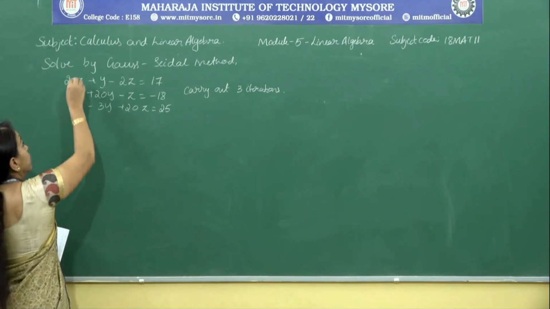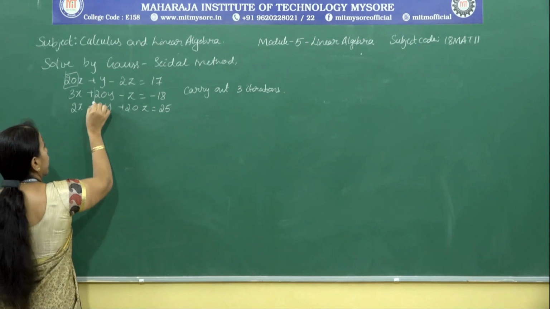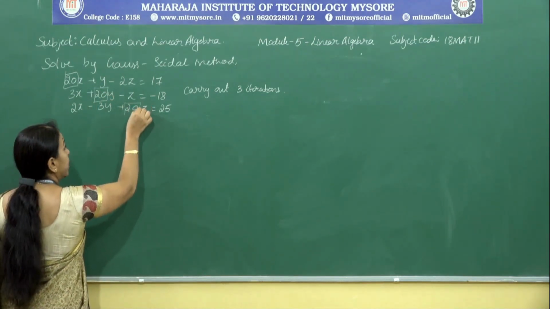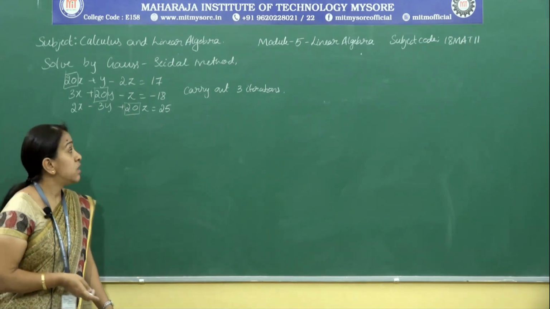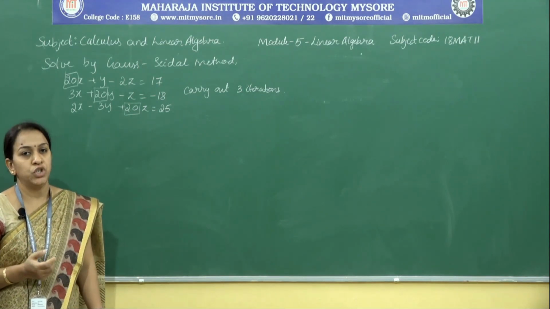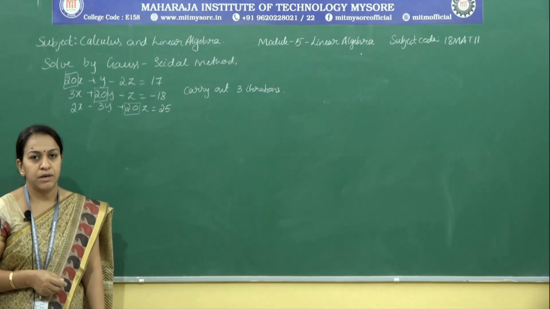Yes, we have. So we have coefficient of x as 20 here and coefficient of y is 20. Coefficient of z in the third equation is 20. Yes, we have the system of equations with the diagonally dominant elements of the coefficient matrix A. So I can solve using the Gauss-Seidel method, right.